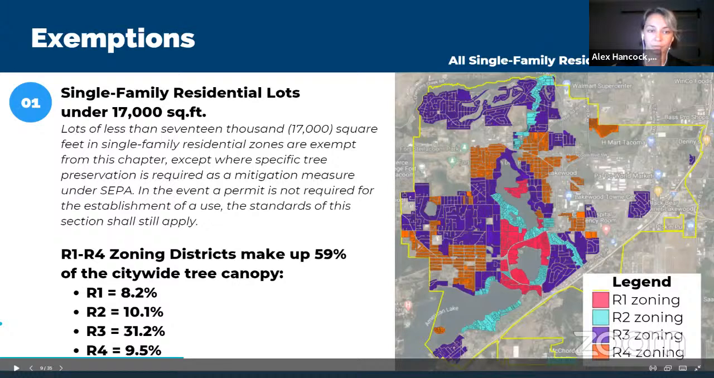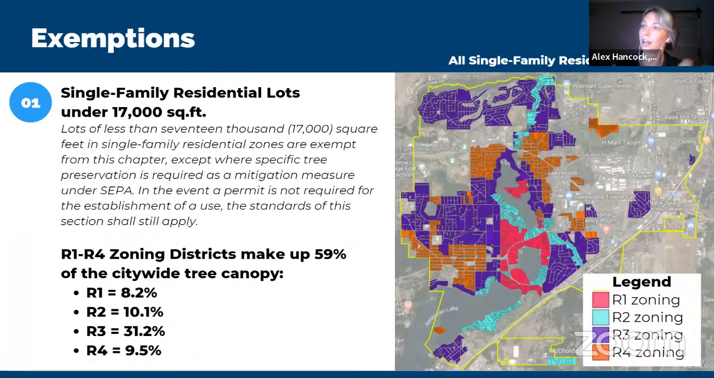So we're going to first talk about the single family residential lots under 17,000 square feet. Highlighted on this map on the right, those are only the single family residential zoning districts. You can see that we have R1 in pink, R2 in blue, R3 in purple, and R4 in orange.